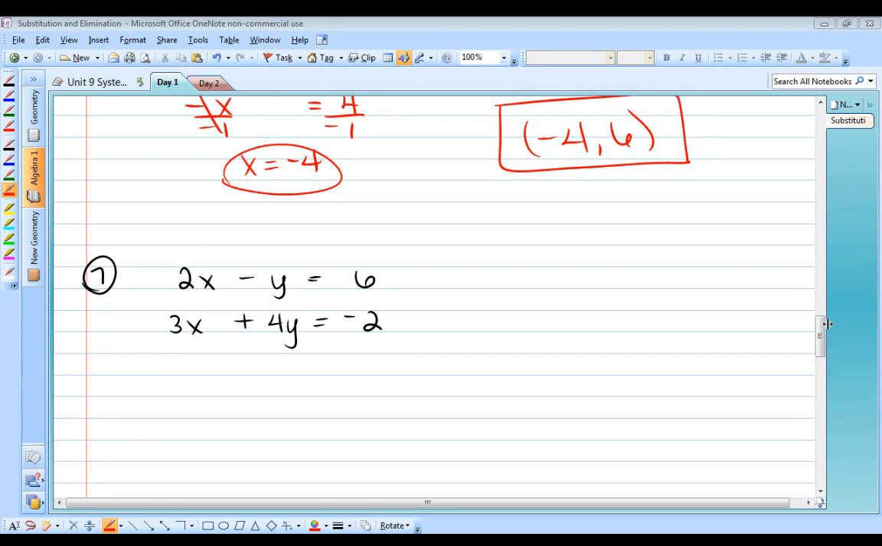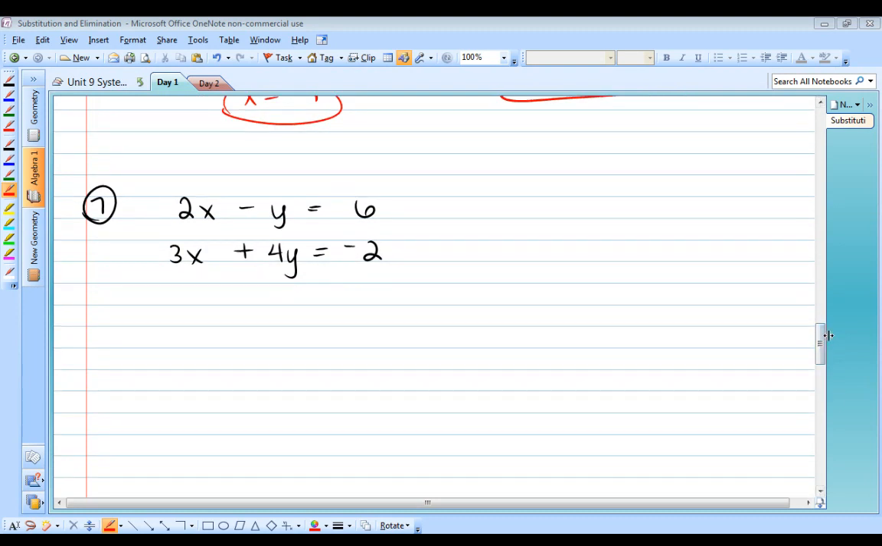All right, copy down this one. So, we don't have opposite coefficients on this one, do we? No. Do we even have any that have the same coefficients? No, we do not. So, does anybody know of some strategy we could use?